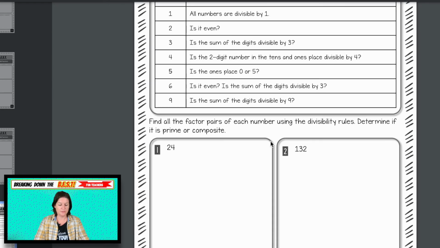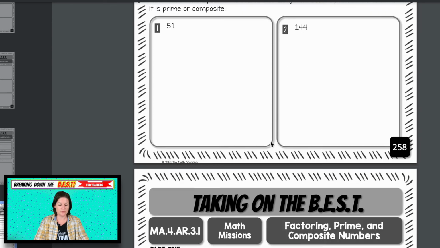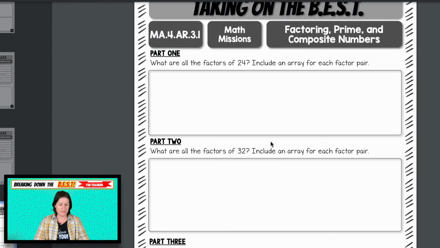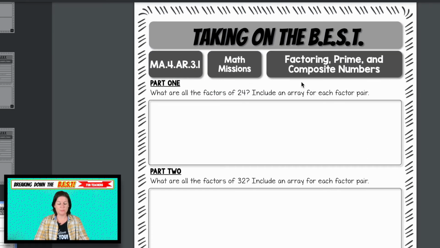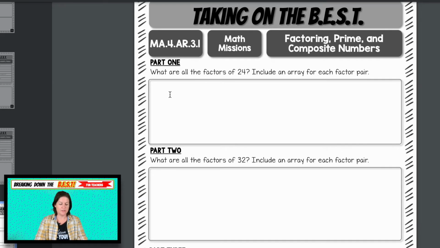Divisibility rules, and then more practice with the divisibility rules. Okay, then we have a math mission, which is our math task, which combines all of the elements that they need to know. So what are all the factors of 24? Include an array for each factor pair.